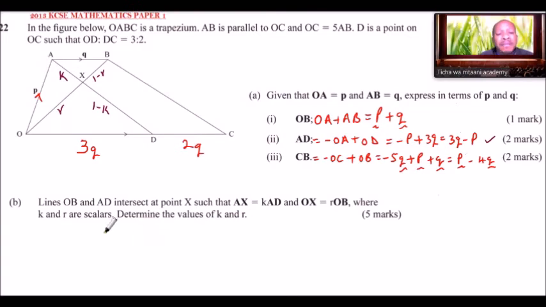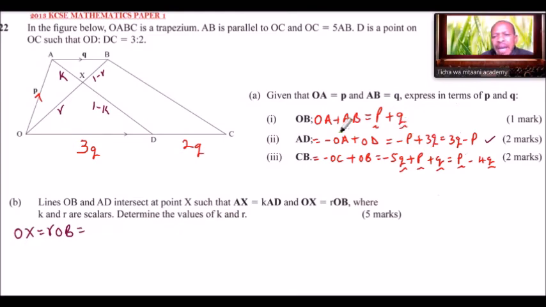So with that information, the trick here to be able to work this out is to express vector OX in two ways. We can express OX as a fraction of OB, that is in terms of R, and we can also use OA and AX. So let's do that. Let's start with the OB. That is, we say OX is equal to a fraction of OB as we are given here.